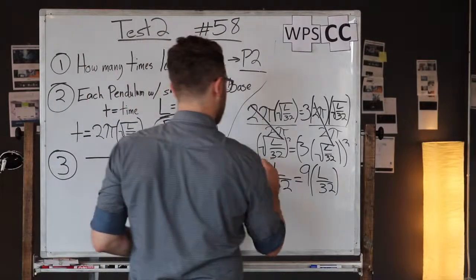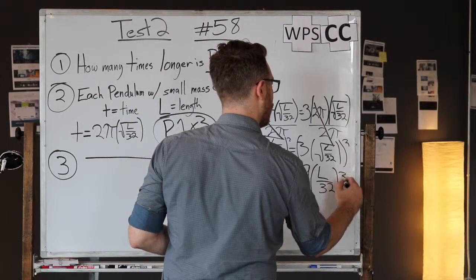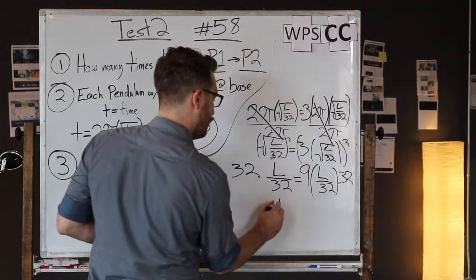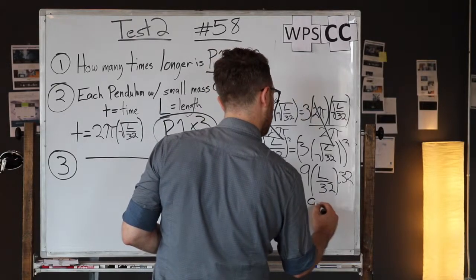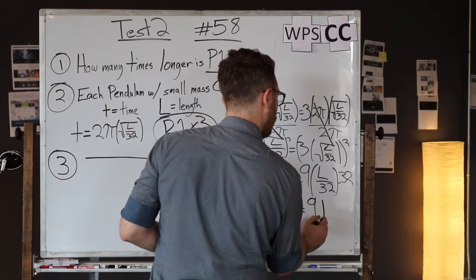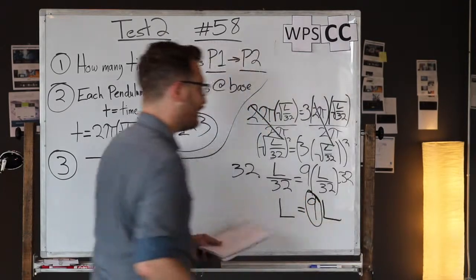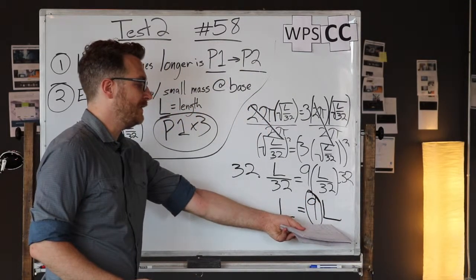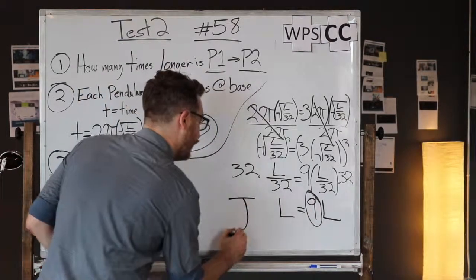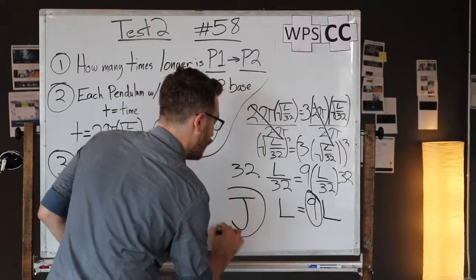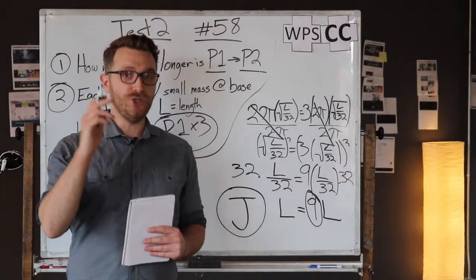Now, I'm going to get rid of this 32, so I'm going to multiply both sides by 32. What am I left with here? I'm left with the length of one side equal to 9 times the length of the other side. And there we have it. That is how much longer pendulum 1 is than pendulum 2. We thought quickly, perhaps the answer is 3, but no. The answer is actually 9, giving us letter answer J.